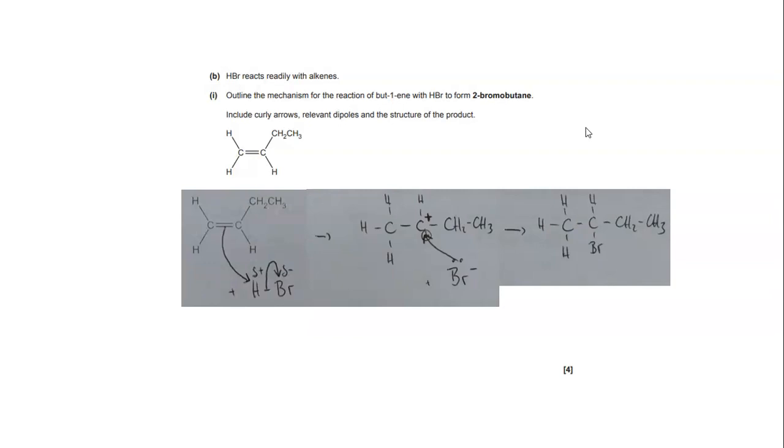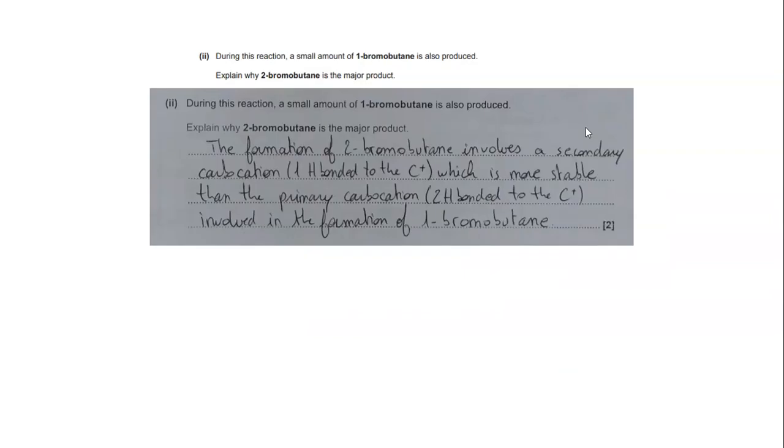Okay, make sure you have the delta plus, delta minus. Make sure you have the curly arrows in the right direction, starting from the pair of electrons always. Make sure you have the right product, and make sure you have the positive charge on the carbon, please. Then, during the reaction, a small amount of 1-bromobutane is produced. Explain why 2-bromobutane is the major product.